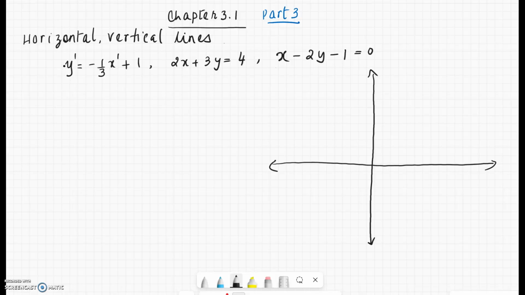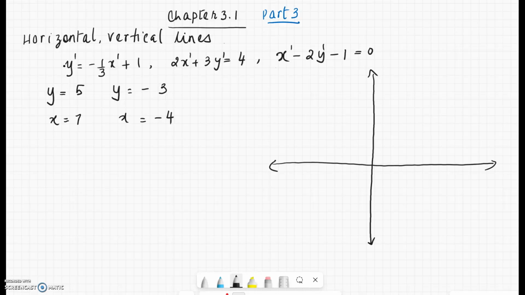Y is to the 1, x is to the 1. As long as the exponent on x and y equals 1, we know that the equation is a straight line. But let's look at equations that look like y equals 5, y equals negative 3, x equals 7, or x equals negative 4. These are also straight lines.